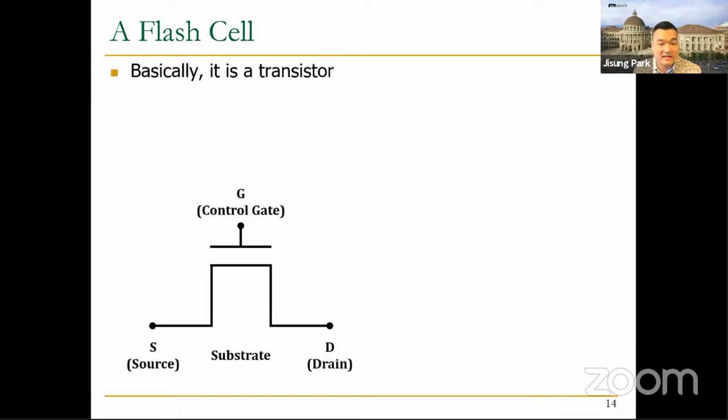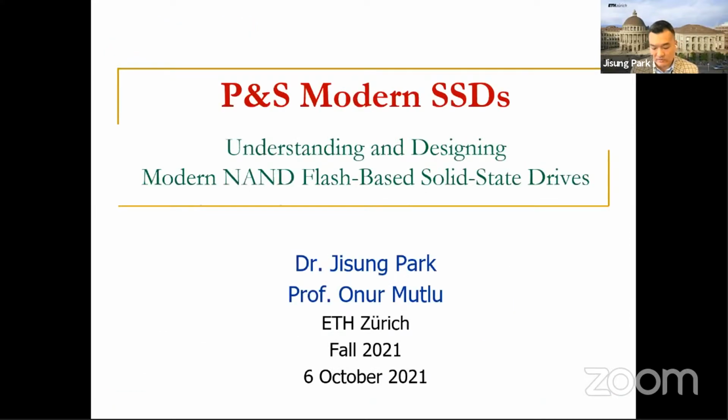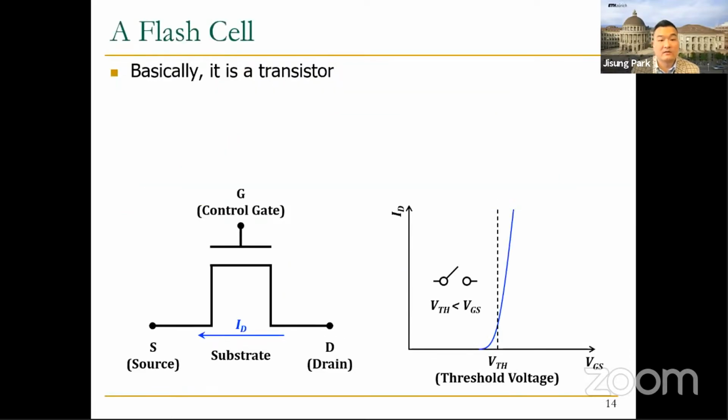Basically, a flash cell is a kind of transistor that consists of a control gate, source, drain, and substrate. And as you know, a transistor can operate as a switch, meaning that when you apply a voltage between the source and control gate of a transistor, it can operate as an open switch or a resistance depending on the applied voltage and the threshold voltage of the cell.